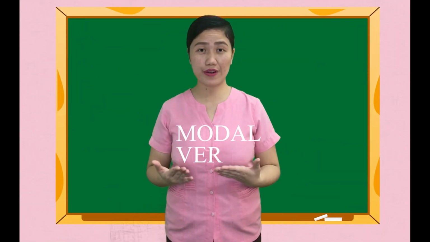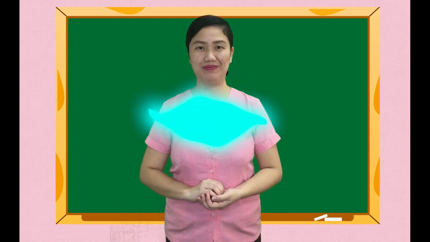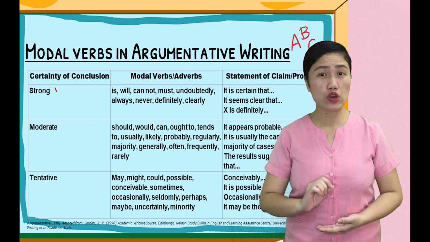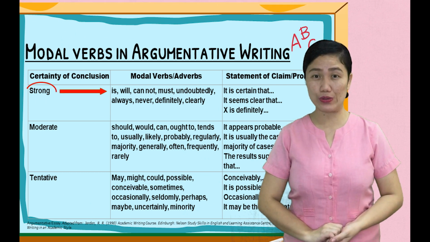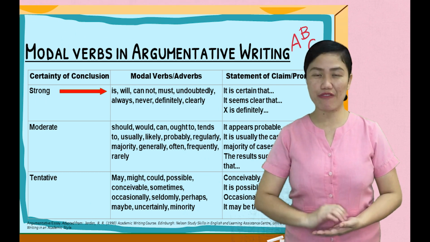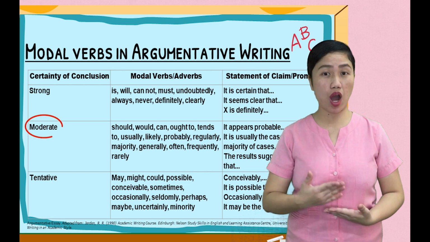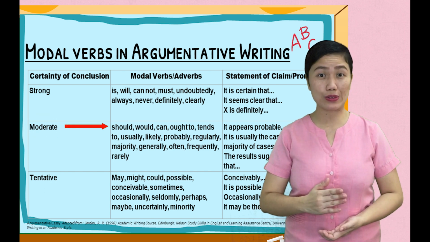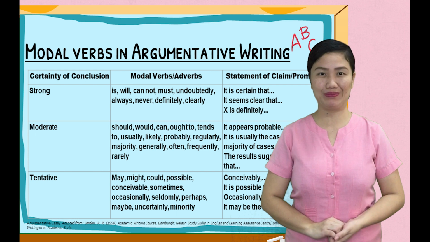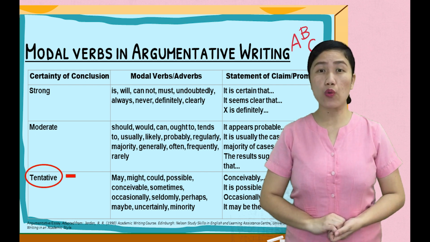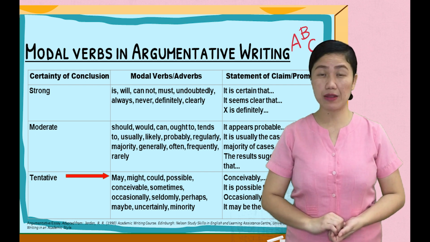Here are the modal verbs that we can use in writing an argumentative essay. To express a strong conclusion, we use clearly, definitely. For moderate, we use ought to and tend to. For tentative, we can use might and possible.